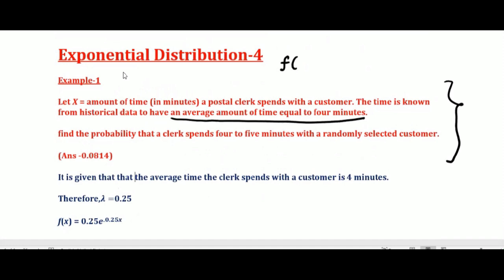So if you know the exponential distribution formula, lambda e power minus lambda x, here E[X] is given and E[X] is 4. Now the question is, find the probability that a clerk spends 4 to 5 minutes with a randomly selected customer. That means you have to find this probability. Time is a continuous variable. We'll have to choose a continuous distribution.